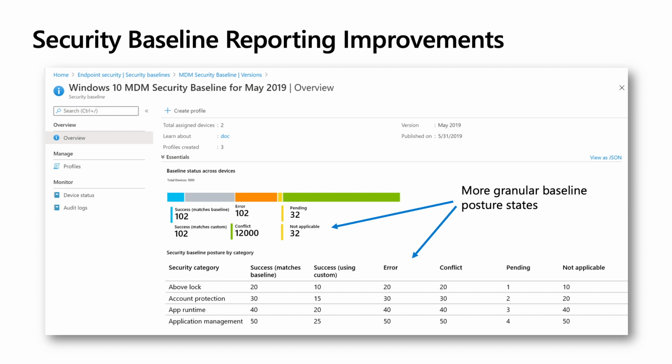For example, you can see in this mock-up of a baseline version, one of the improvements that we're making is changing the baseline posture statuses and definitions to be a lot more granular so that we can call out when devices or settings are in a state of error or conflict, and make it really clear when they are in a state of success, if that's against the default recommended value or the customized value of the setting that has been made by the IT admin.